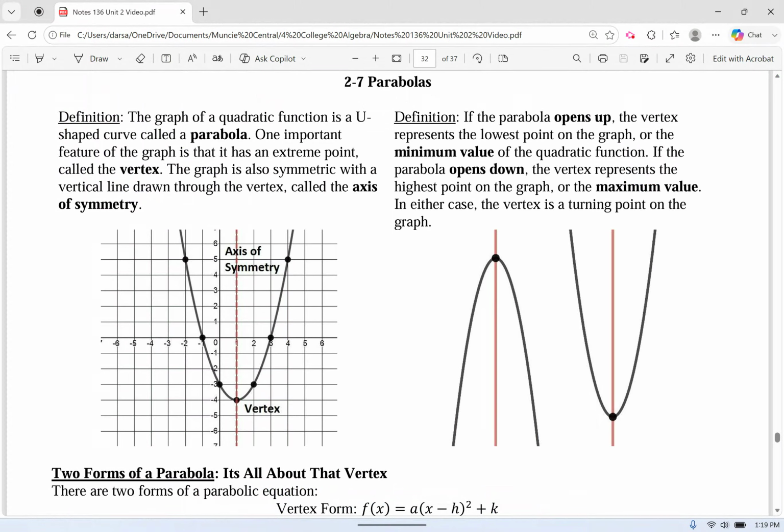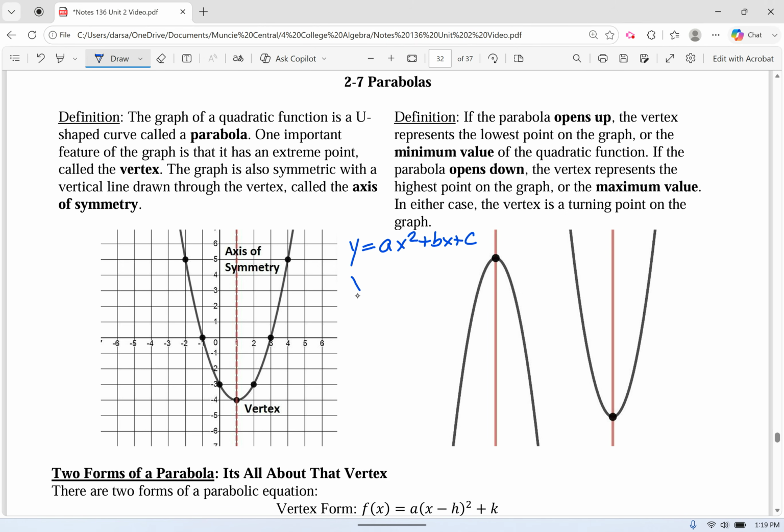Our next topic we are going to cover is parabolas. A parabola is the graph that comes from graphing either y equals ax squared plus bx plus c. A quadratic equation that is graphed gives us the shape of a parabola.